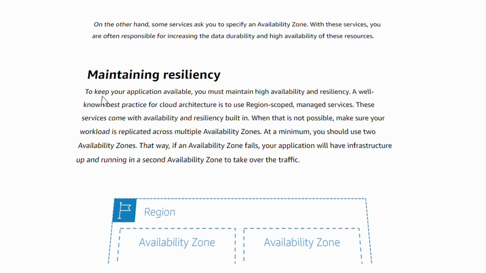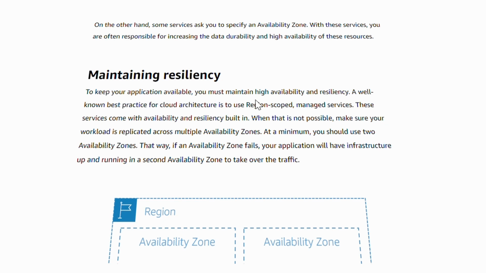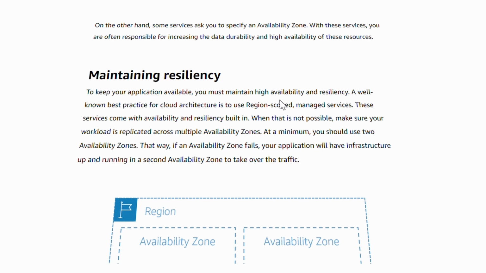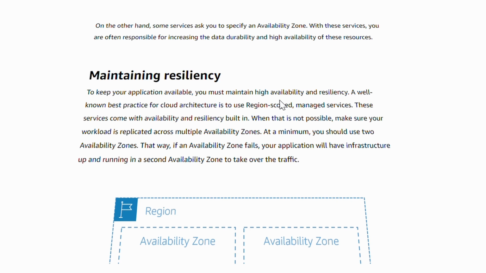Resiliency. Maintaining resiliency is another main function of deploying the application in the cloud, which says that to keep your application available, you must maintain high availability and resiliency. So that means when you're deploying your website or application in two AZs, and one AZ is down for any known or unknown reason, then your application can be accessed from the other AZ. And that is what it implies here, that you must maintain high availability and high resiliency.